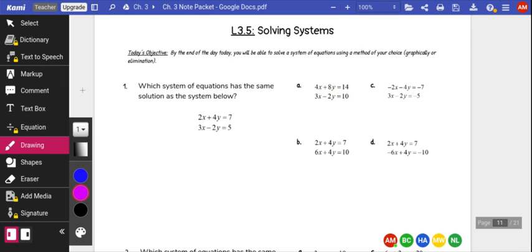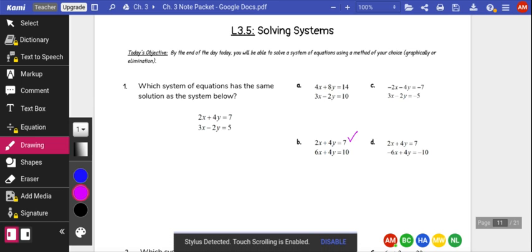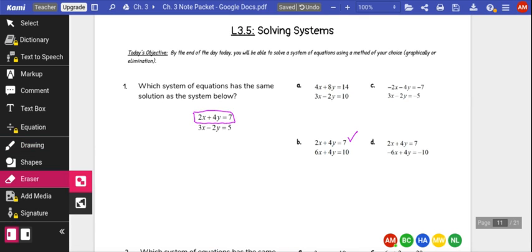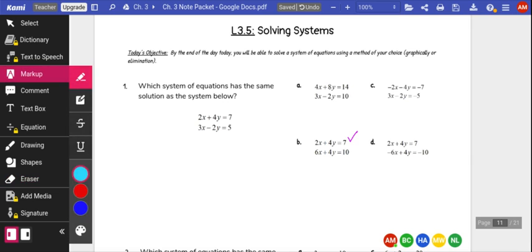What you're going to do with a problem like this is, instead of solving, which we could do, first check to see if any of the equations on the right are the same as the one I'm given. Let's look at letter B to start. In letter B, I see that the first equation is exactly the same as the first equation in purple. I'm going to highlight that instead of box it in. So my first equations are exactly the same.